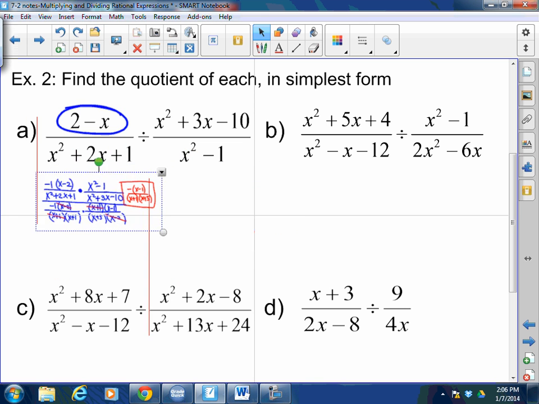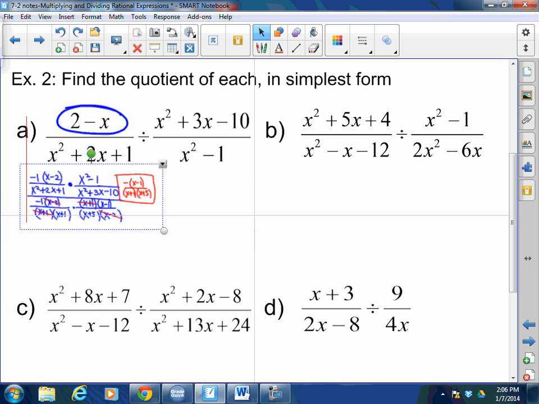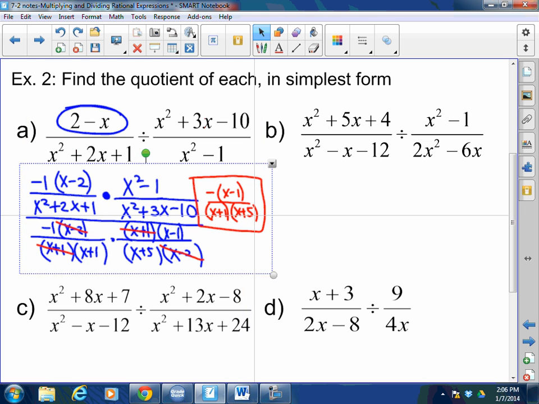Let me go ahead and hold on. Okay. I just want to have it so that you can see the next problem. Okay, cool. All right, guys.